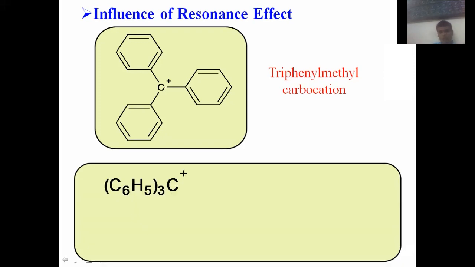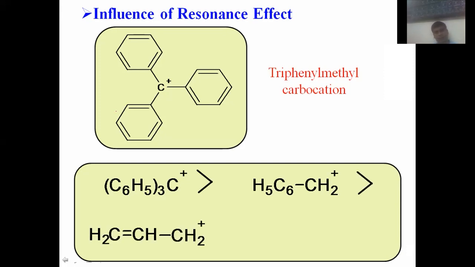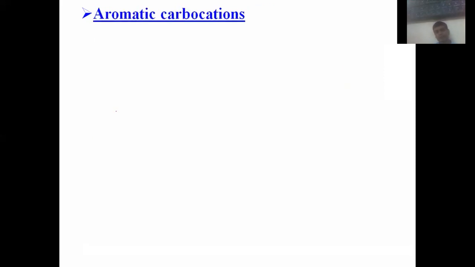This is the stability order. First, triphenyl methyl carbocation, it is more stable than benzyl carbocation. Benzyl carbocation is more stable than allyl carbocation. Already we saw allyl carbocation also. It having 2 canonical structures. Benzyl having 4 canonical structures. Triphenyl methyl carbocation, it having 12 canonical structures, and it is more stable than simple alkyl carbocation. This is just about the stability order. We have studied how the resonance effect, how the inductive effect, how the hyperconjugation effect plays a role in the stability of that carbocation. Okay, now let us see the last concept, aromatic carbocations.